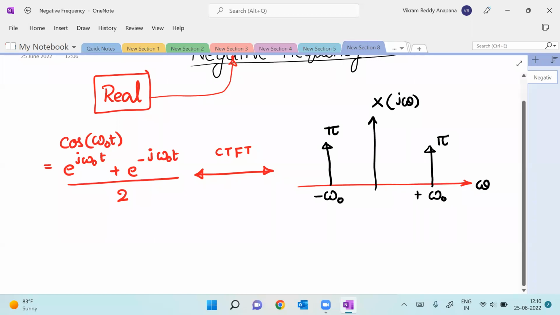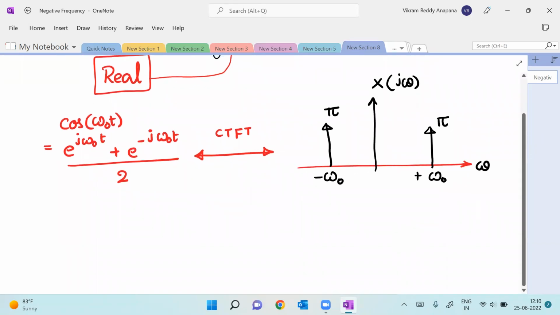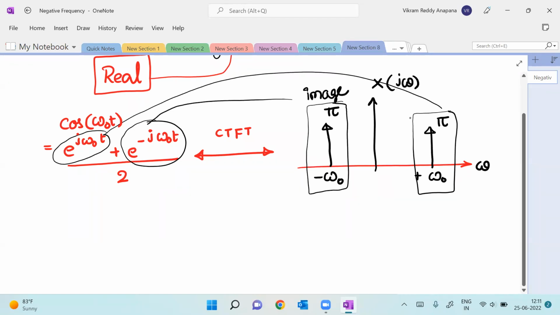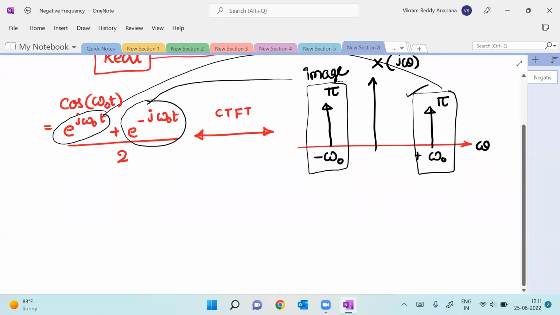All right. Now, what we can understand from this is, let's think this way. This is the positive frequency component, and it corresponds to e to the power of positive j omega naught t, and this negative frequency component corresponds to e power negative j omega naught t. And of course this negative frequency component is an image of the positive frequency component. We'll come to that later. So the spectrum of cosine looks like this.